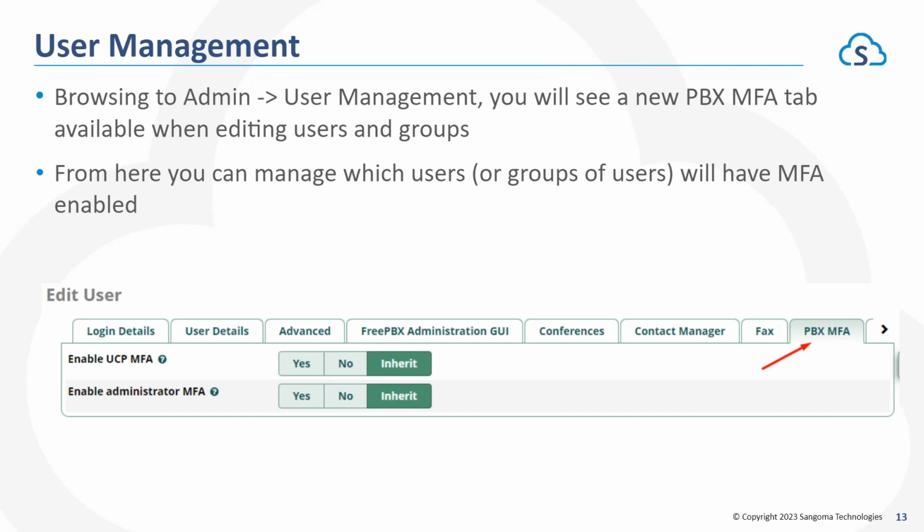From here, you can manage which MFA features are enabled individually for the user, or you can edit for the group and choose which features are enabled for all members of the group. And as with all things in user management, if you want to inherit the default features as defined for the group, then you keep the user settings set to inherit and manage the settings at the group level.